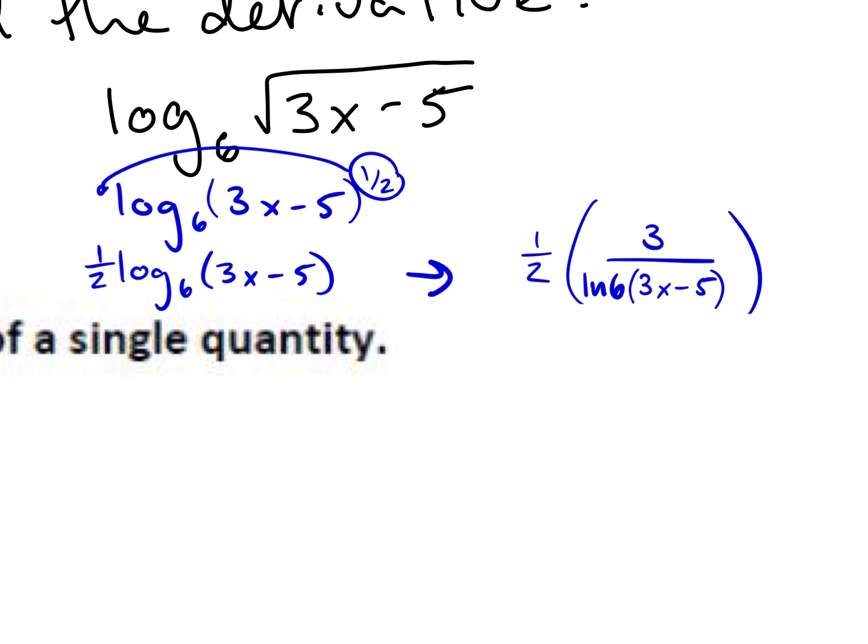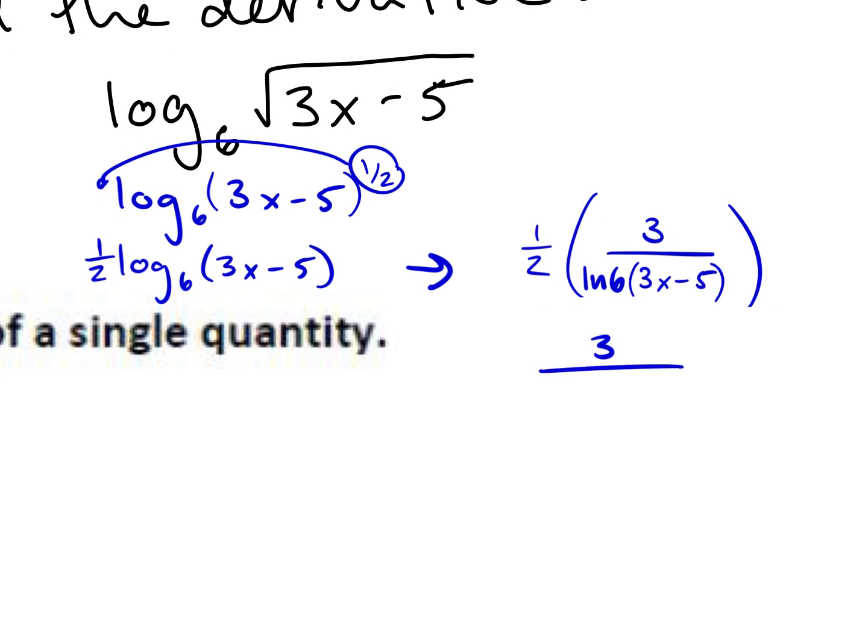So this would be our answer. We could probably simplify it a little bit more: 3 over 2 ln of 6 times 3x minus 5.